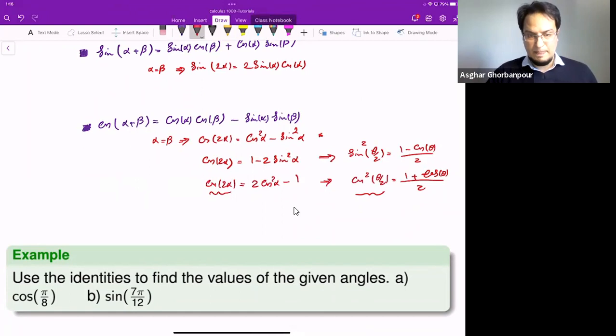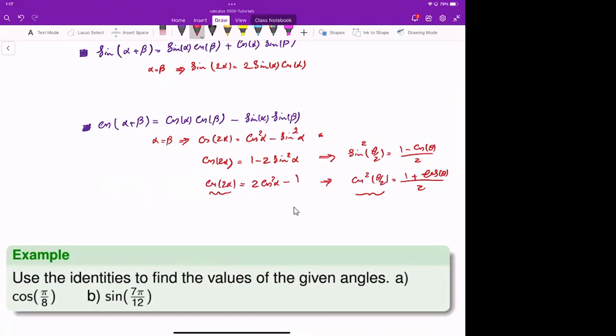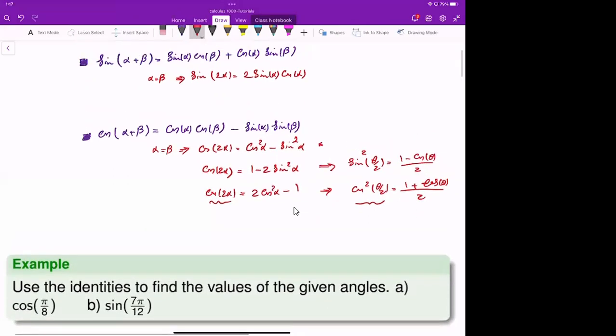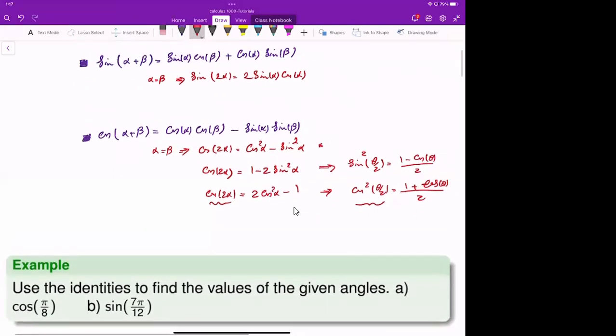Willow, yes, please. Sorry, really quickly. What is the difference between those two formulas that you wrote, the cosine 2 alpha, and then there's 1 minus 2 and so on and so forth, and then the other one?